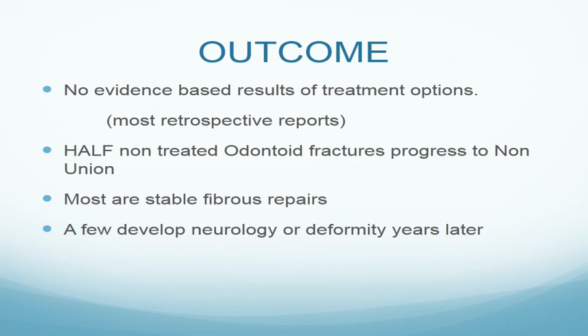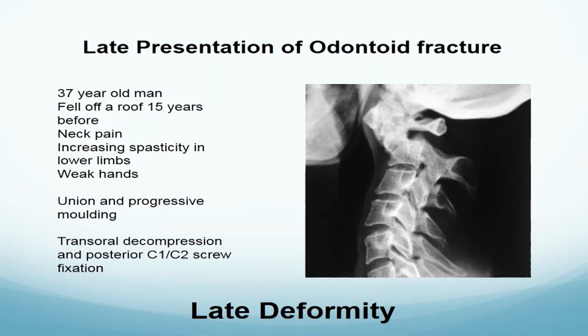So, outcome of odontoid screws, front and back, any of those things, you have to ask, is there any evidence base? No, all the reports, regrettably, are retrospective surgical reports. Even when you say 25 senior surgeons gave their opinion, what does that mean? It's only an opinion, it's not science. So half the non-treated progress to non-union, and many of them, amazingly, are stable.